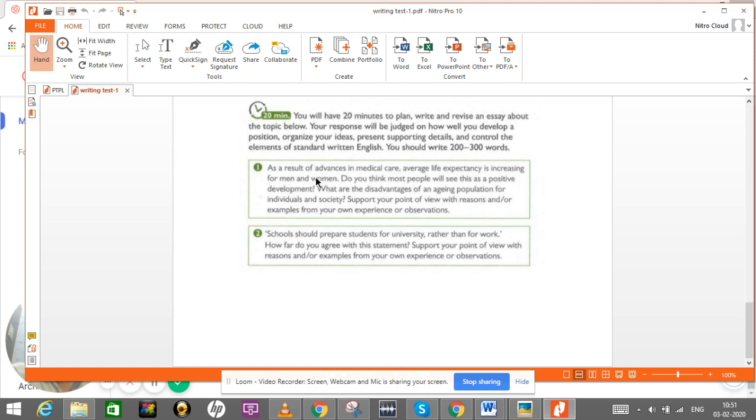Okay, and it also says your response will be judged on how well you develop a position, organize your ideas, present supporting details, and control the elements of standard written English. When they say standard written English, they mean academic English, where you have to be careful of the choice of words you make. For example, words such as want, kids, like, these words are not utilized in the academic writing task.